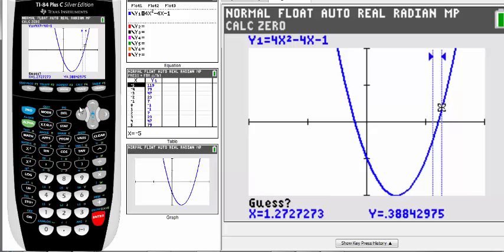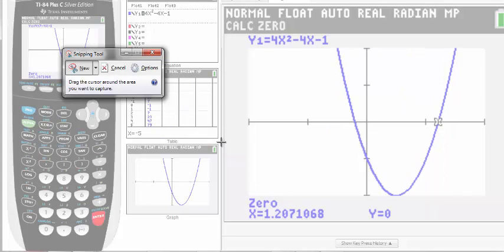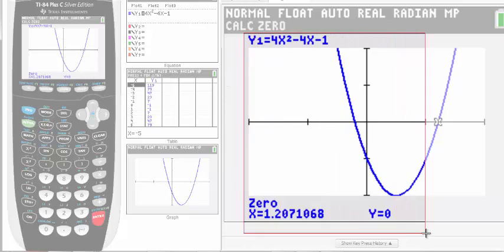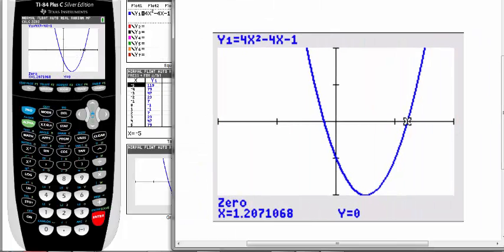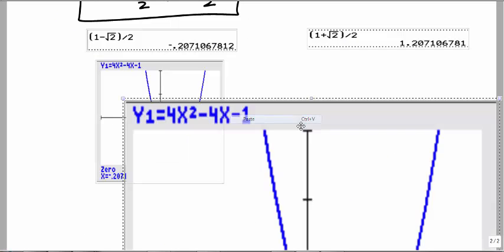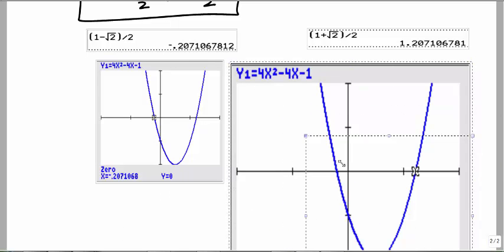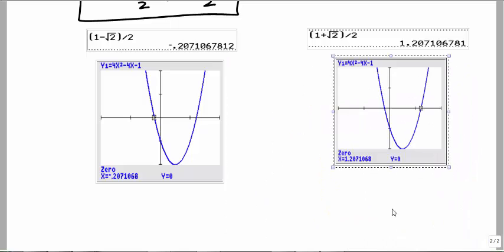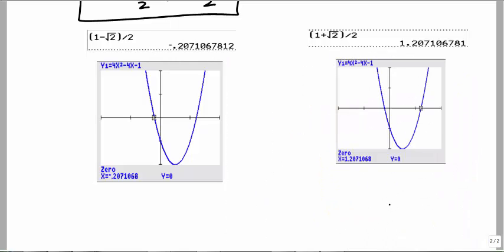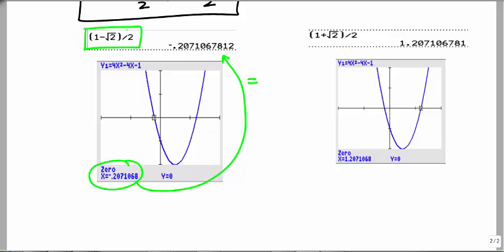And you can guess right here, or you can move it a little closer if you want and guess. But you can see that I have a value here of 1.207. And let's see how this compares with all my handwork and my decimal approximations of my handwork. Looks like it's the same. So if you notice, this value here matches this value. These are equal, so that tells me this solution is correct.